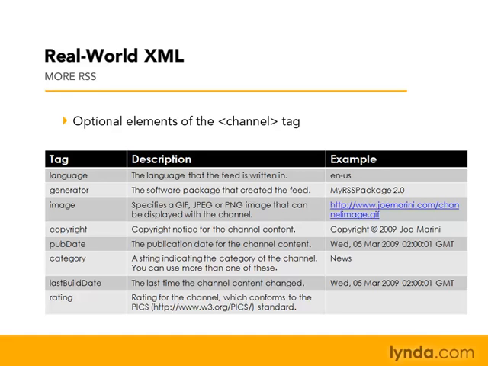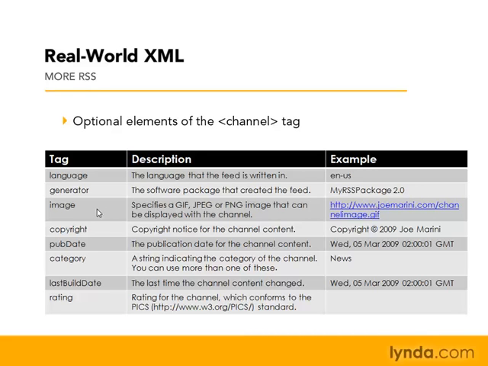So the language tag, starting right here at the top, indicates the language that the feed is written in. And this is written using the W3C style language indicators. So, for example, EN-US indicates English in the United States. And you can look up a whole bunch of these language codes on the W3C's website. The generator tag indicates the software package that created the feed. And in this case, I've got an example here called My RSS Package 2.0, but if you edit it by hand, you can also just simply include the string by hand.